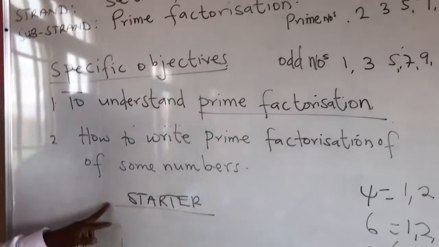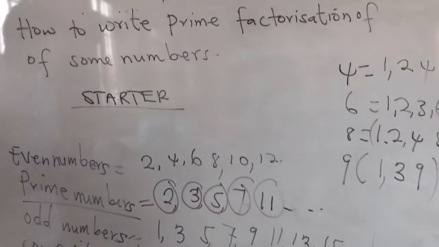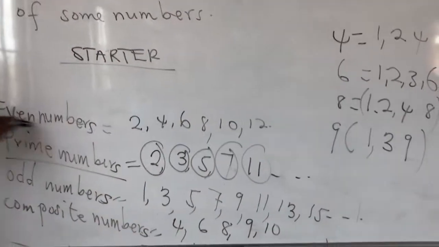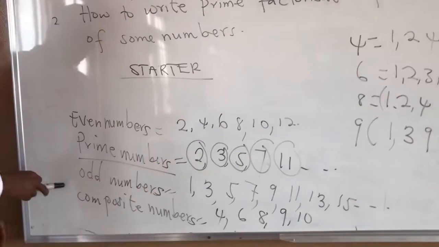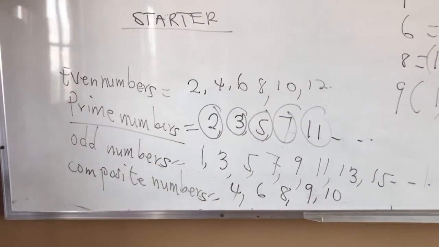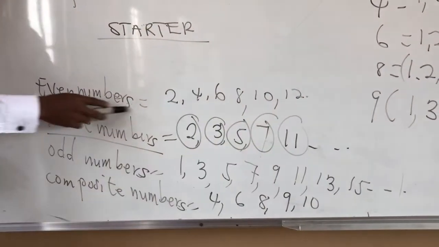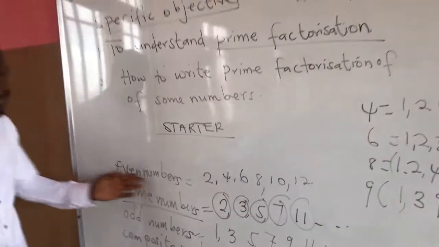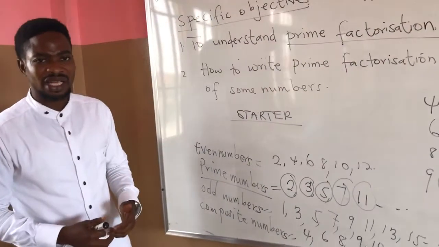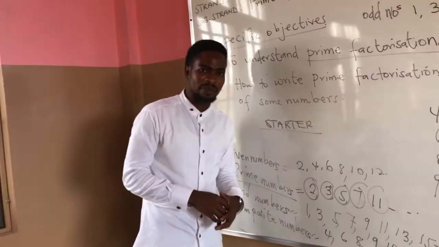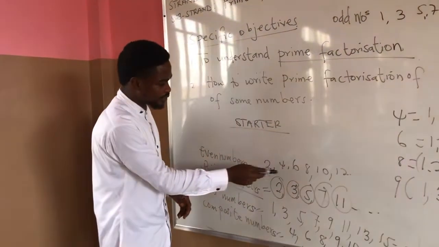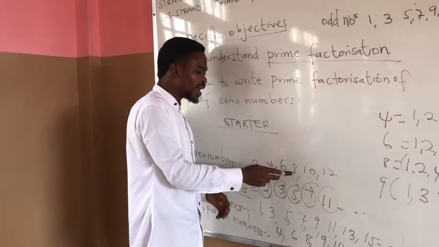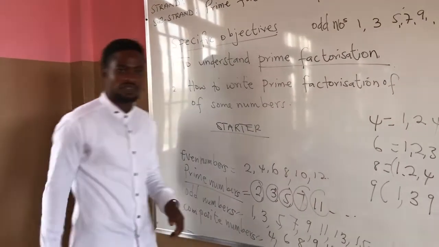Now let us look at our starter for the day. We have even numbers, prime numbers, odd numbers, and composite numbers. What are even numbers? Even numbers are numbers that are divisible by 2, or that can be divided by 2. For example, 2 itself, 4, 6, 8, 10, and 12.